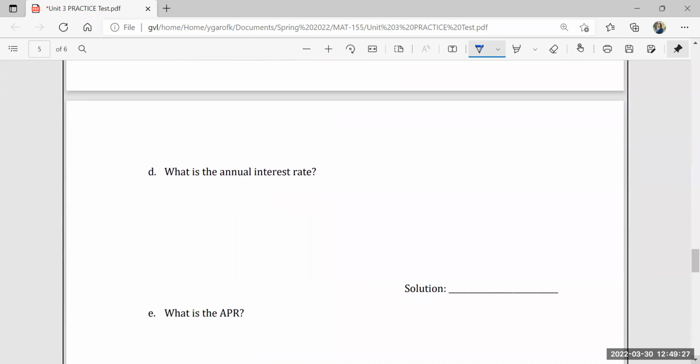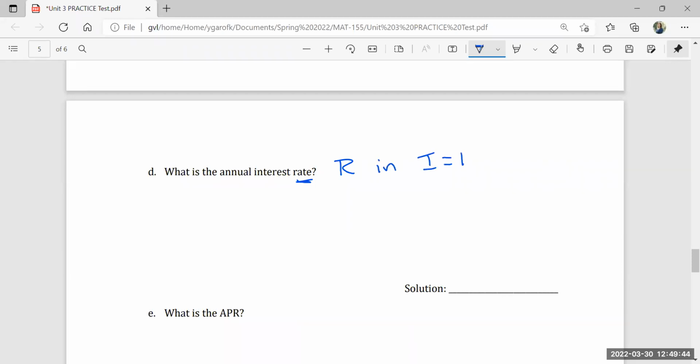Now our annual interest rate is only asking us for the R, not the I. Let me erase that. It's asking us for the R in the I equals PRT. We know everything in this equation except for R.